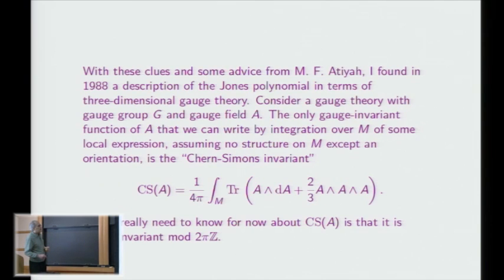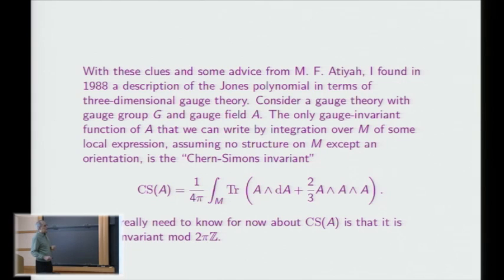Now, with these clues and also some advice from Atiyah, I found a description of the Jones polynomial in terms of three-dimensional gauge theory. So here we do gauge theory with the gauge group G and gauge field that I'll call A. So we need to pick an action for the gauge field, and it should use no structure on a three-manifold except an orientation. Because if we, for example, use a Riemannian metric, we won't have much hope of getting a topological invariant, such as a knot invariant.